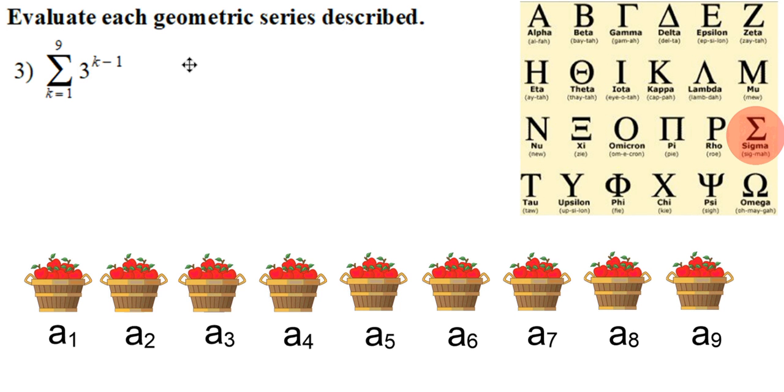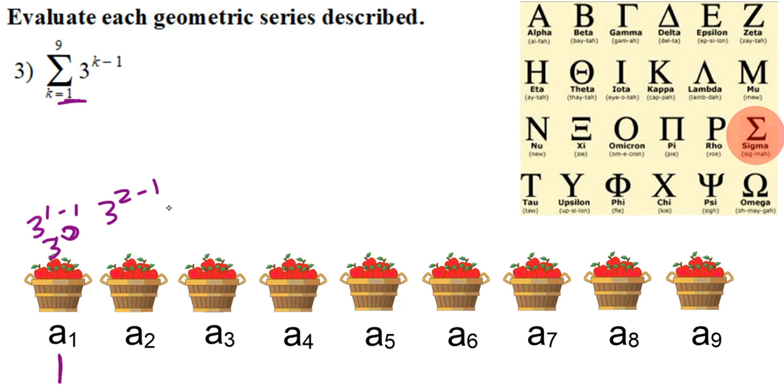So remember, what we're talking about is finding the sum of, in this case, the first 9 terms from 1 to 9. So it's like we're adding up all of these apple baskets. So think about what we're going to do here. We're going to plug in 1. And so the first number we plug in is 1. So 3 to the first power minus 1. That's 3 to the 0, which is 1.